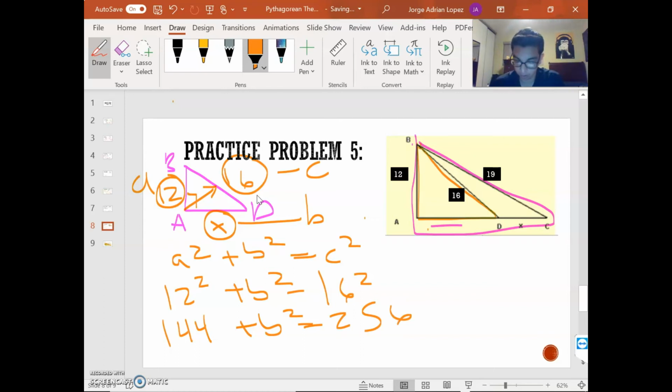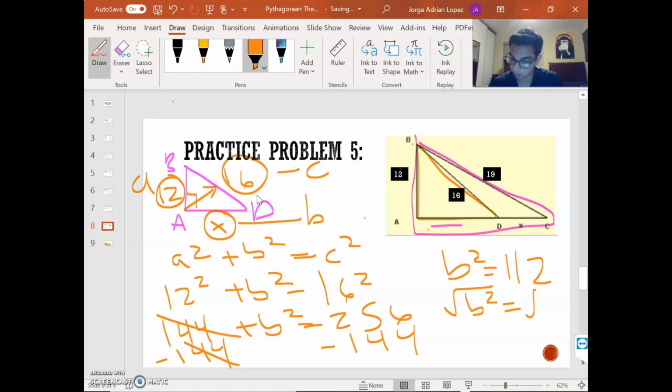How do we make b squared by itself? Get rid of 144 by subtracting it, okay? Subtract 144 from 256. b squared is equal to 112. Alright? Now b squared is 112. What do we do? We take the square root of b squared, the square root of 112. Remember to get your calculator for that one because that's not a perfect square. I'm going to round it to 10.6. Cool, guys? Alright.